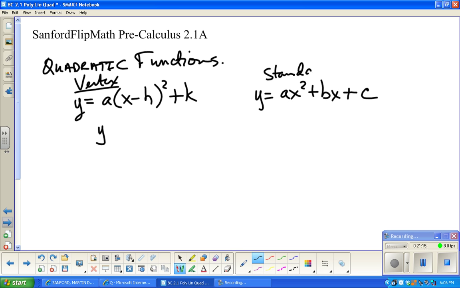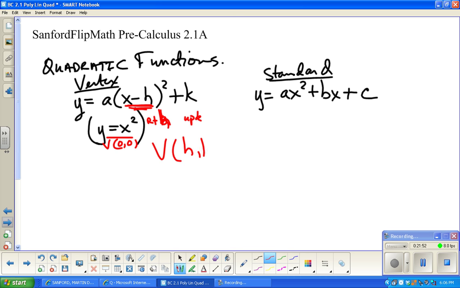Vertex form is set up so that you can see the vertex, so that you can see the transformations from the parent function x squared. We just finished this chapter about transformation. If this is the parent function, this thing went right h units from (0, 0) for the vertex, and this went up k. Now we're assuming these are positive numbers and they could go down. Then ultimately the new vertex is going to be at (h, k).